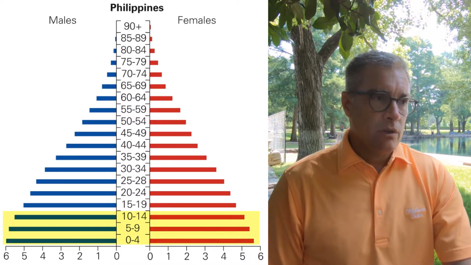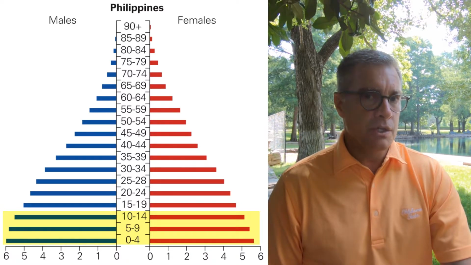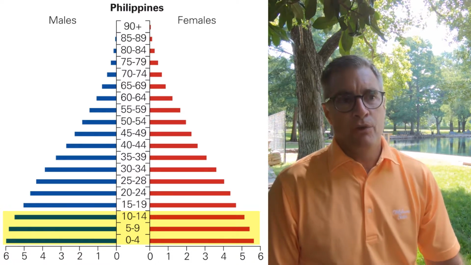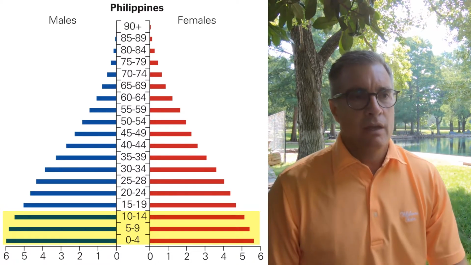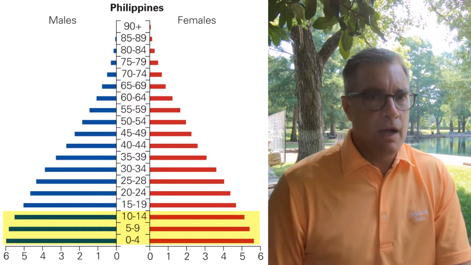That is, the largest cohorts of the population are not even of the childbearing years yet, and so those are going to move up. And as they move up, they're naturally going to increase, even if they reduce their birth rates. That's something referred to as population momentum.